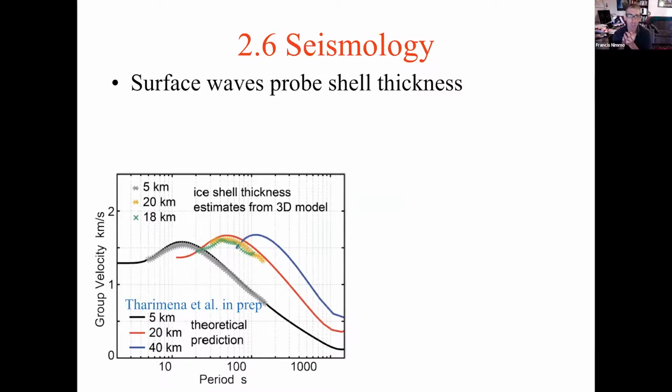It may be an obvious statement, and I'm certainly not a seismologist, but you can use seismology to probe things like the thickness of the ice shell. And so this is just a single example, but basically what it's showing is that if you have different thicknesses of ice shell, then the dispersive nature of the seismic waves will change. And in particular, the peak in the group velocity kind of scales with the travel time of seismic waves across the shell, which is more or less what you'd expect. So a seismometer can certainly infer shell thicknesses if you have sufficiently good seismic sources.